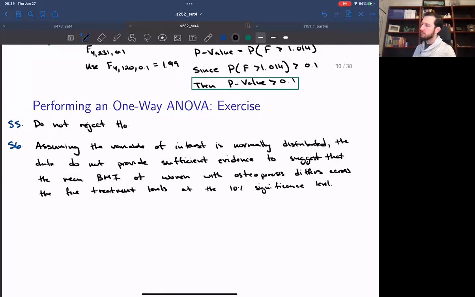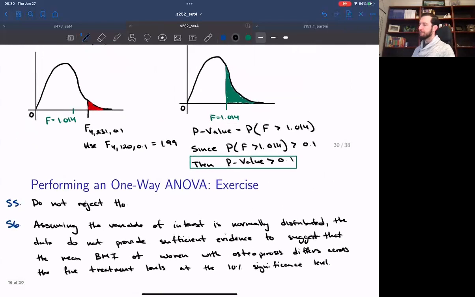Okay. Scroll down a little. All right. So that's a complete one-way ANOVA process. Any questions?